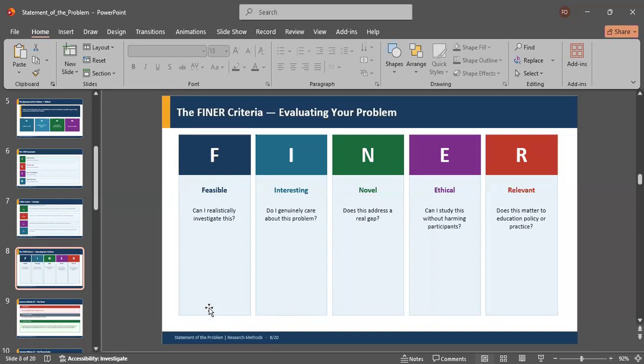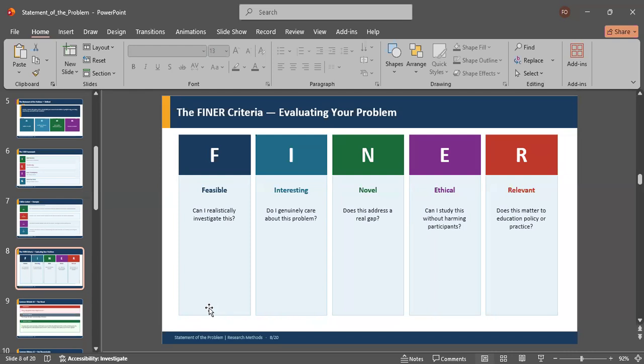That's the I. Then N, novel: does this address a real gap? Now, what you are suggesting, is it addressing the gap? Is it actually going to take them back to the ideal, like I said earlier? Because the original is the ideal, what should be happening. That's N. Then E, ethical.